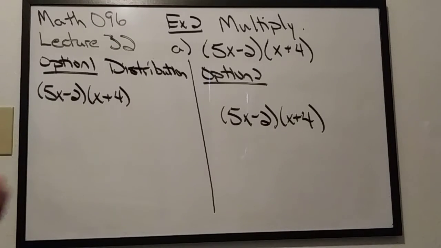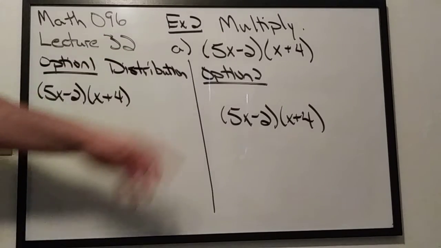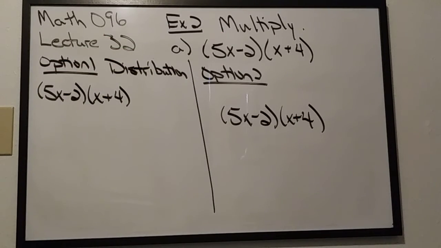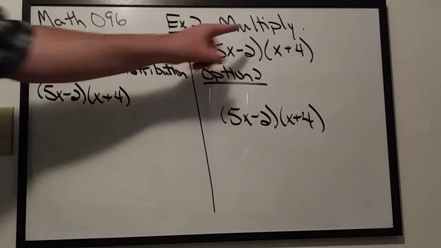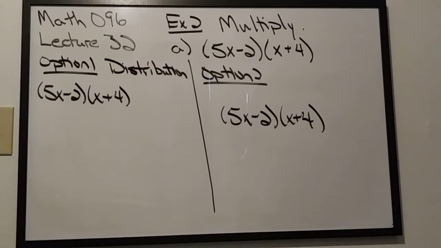So our first example for the day is example 2, directions multiply, and for part A we're going to be multiplying 5x minus 2 by x plus 4. Well, this first polynomial has two terms, so that's an example of a binomial. And our second polynomial also has two terms, so that's another example of a binomial. So that means we're multiplying a binomial times a binomial.